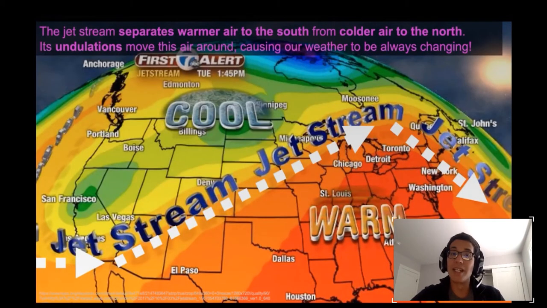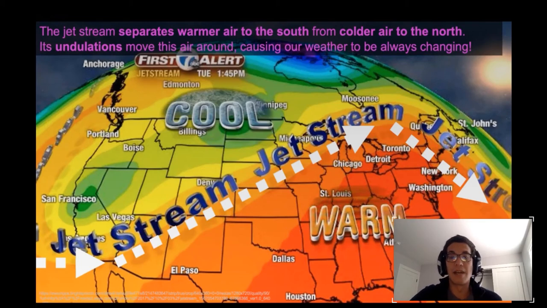And so that's important that it meanders because the jet stream, as we showed before, separates warmer air to the south from colder air to the north in the northern hemisphere. There's a big temperature difference across the jet stream, you'll notice. And so when the jet stream undulates north and south, it moves this cold and warm air around, causing our weather to be always changing.